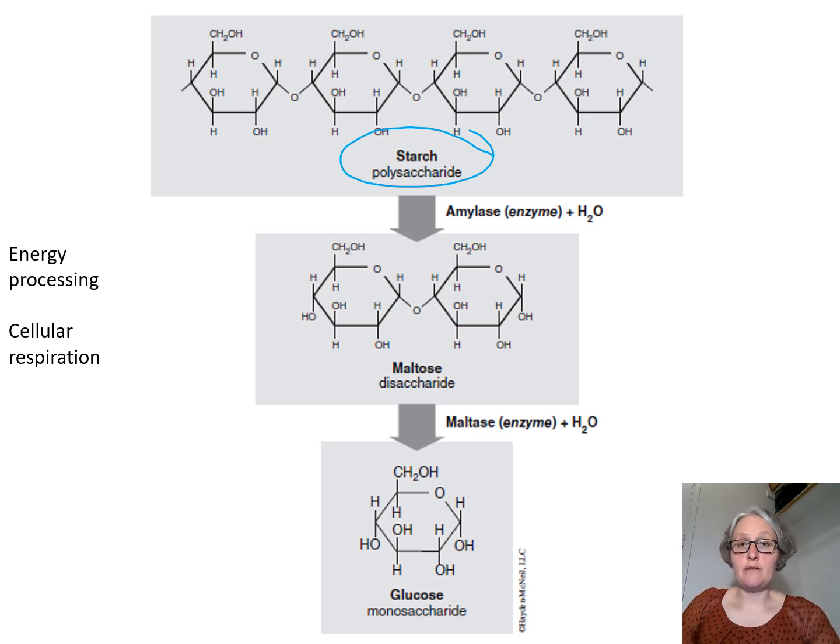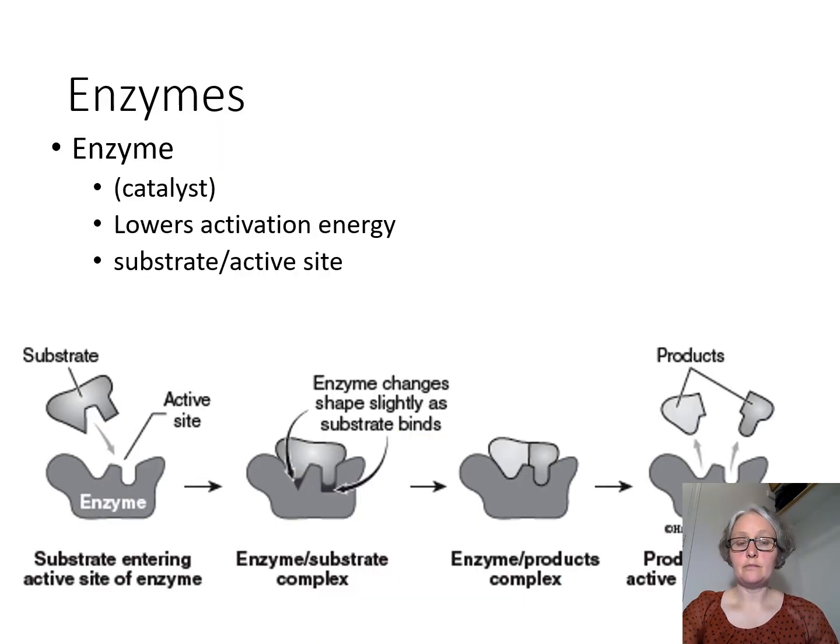Amylase is our enzyme. That's our protein. And what amylase can do is it can take starch and help it break down into molecules of maltose. Maltose is then broken down further by an enzyme called maltase into molecules of glucose. This is an important reaction because this is a key component of energy processing. Organisms need to create this glucose so that they can run cellular respiration.